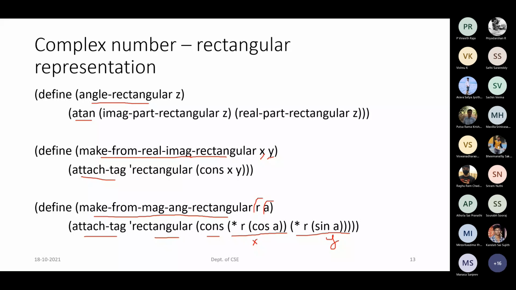And once we have used these selector procedures, after doing any kind of operations, we have to reconstruct it back. So for reconstructing it back, we make use of make-from-real-imag rectangular and make-from-mag-ang rectangular, so that we can attach a tag to it along with the contents. Since it is in the rectangular form, your output also should be in the rectangular form.